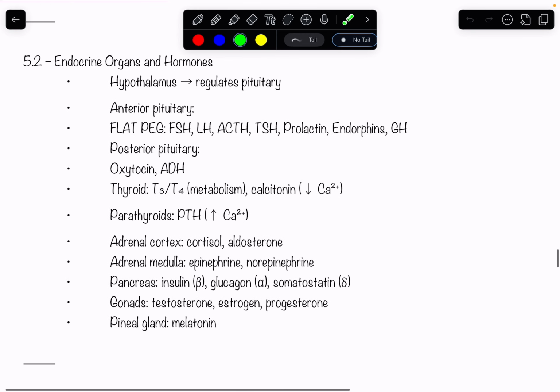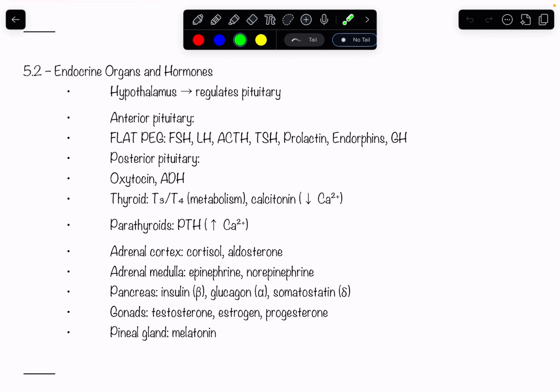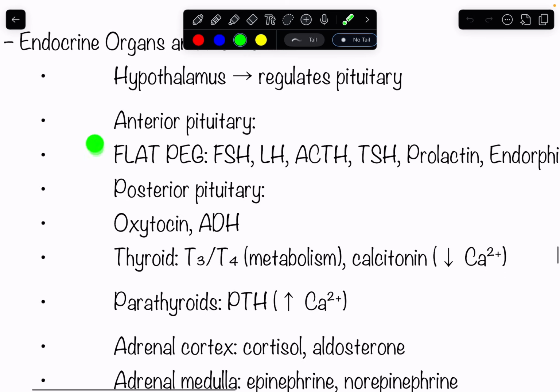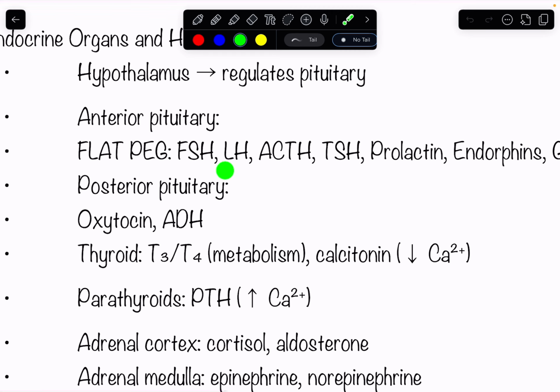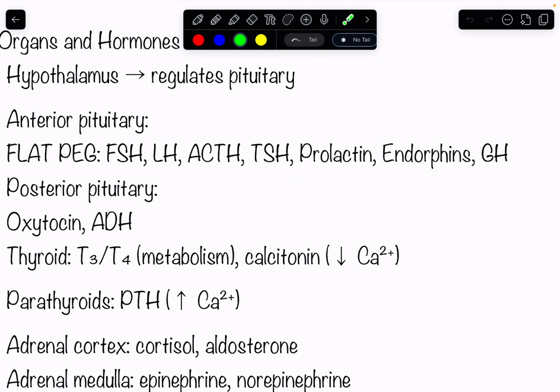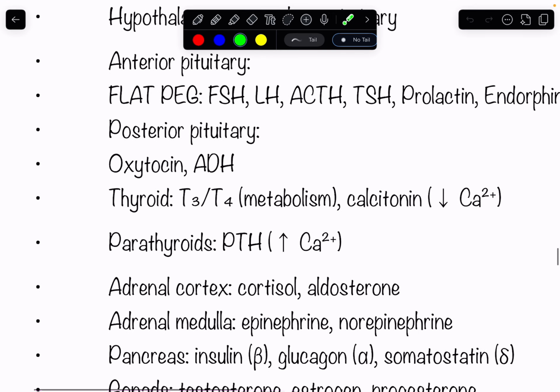Next, okay, this is the more important chapter. So let's lock in. Hypothalamus regulates your pituitary gland. Okay, you need to know these hormones. And the mnemonic I use for my exam is something called FLAT PEG, meaning FSH, LH, ACTH, TSH, prolactin, endorphins, and then growth hormone, GH. And you need to know that your posterior pituitary releases oxytocin and ADH as well.